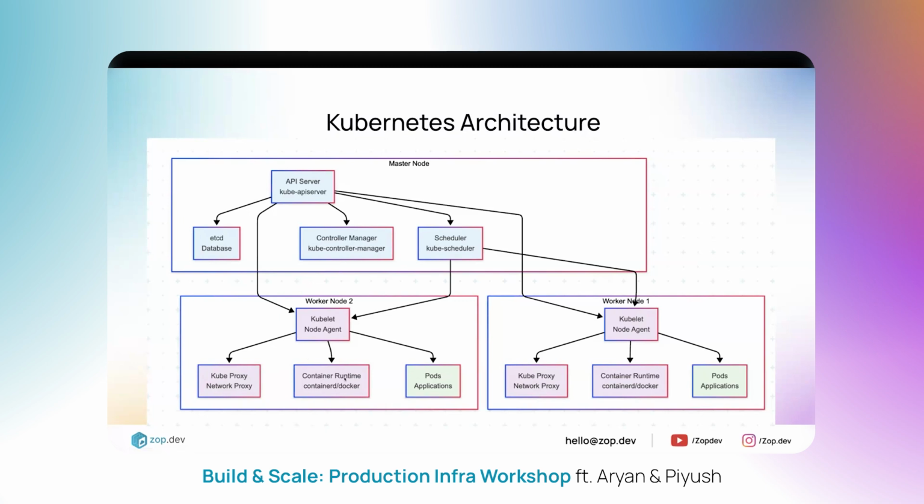Then we have the container runtime. Basically, it's a runtime on which we can run our containers. It can be Docker or containerd, which runs Docker images and all. Then we have pods. I have already told you that a pod is the smallest unit of a Kubernetes cluster, which runs our applications.